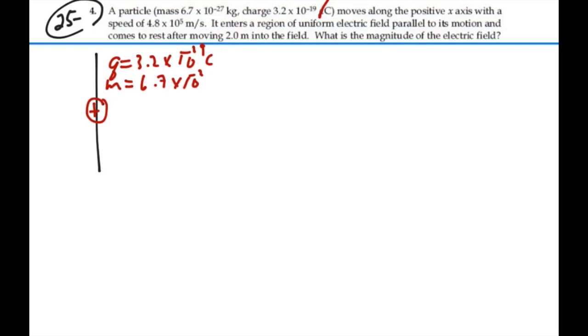Let's take a look at what we got here. We have a charge and a mass. Let's imagine this charge of 3.2 times 10 to the minus 19 coulombs, and it's got a mass of 6.7 times 10 to the minus 27 kilograms. And it's going to move from point A to point B. We also know that this distance is 2 meters.